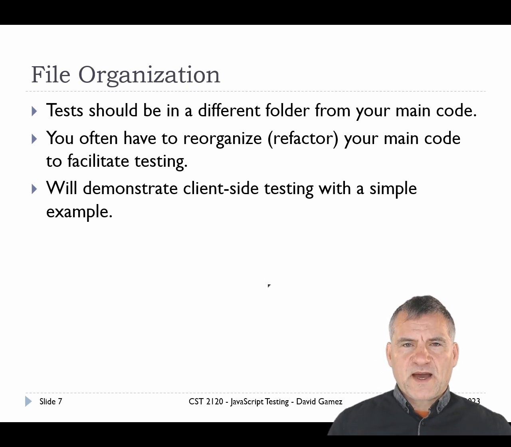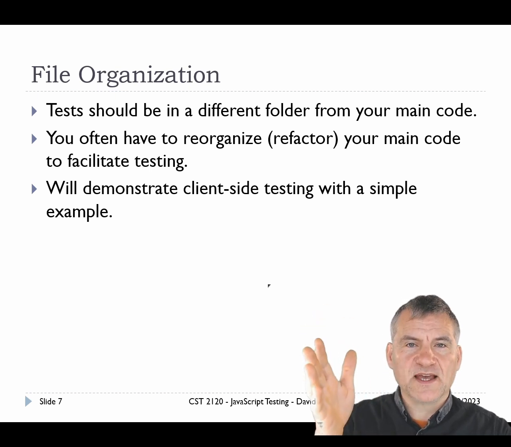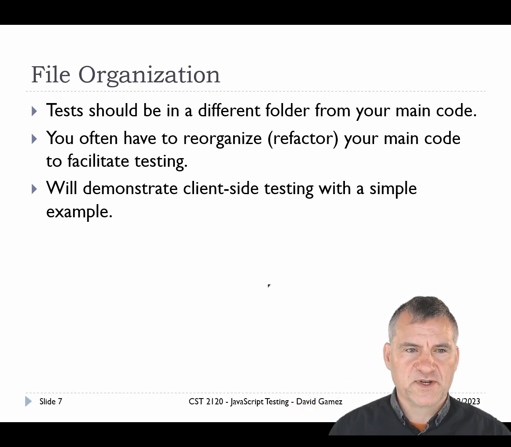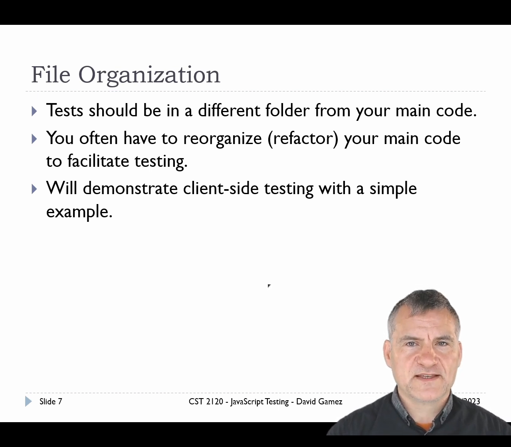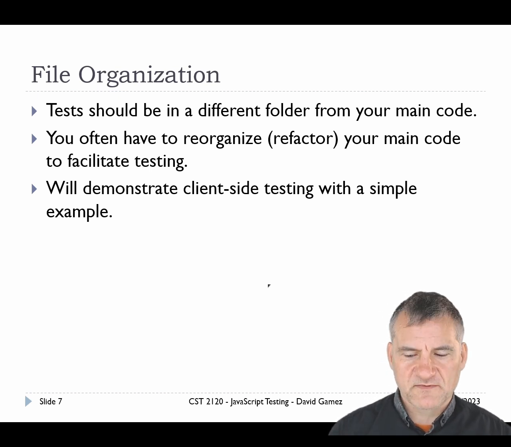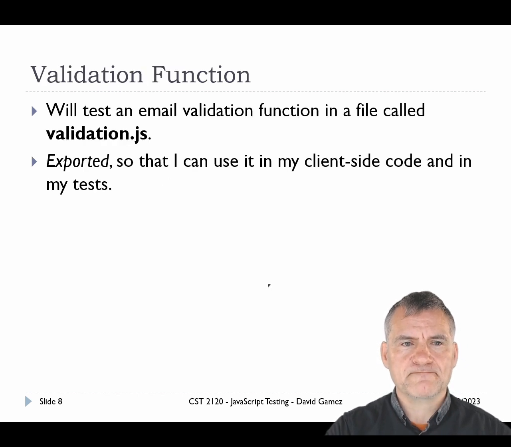The first thing you need to think about when you're setting up your tests is the file organization. You should never mix up your testing code with your actual production code, because you want to be able to separate it. You don't necessarily want the tests to be visible to the public on your live server. If you put them in a separate folder, you can choose which ones you actually move into the live production environment. And as I explained, you often have to reorganize, or refactor, your main code to facilitate testing. I'm just going to use a simple example and run through it all, and I hope you'll be able to apply that to your own code for your own coursework.